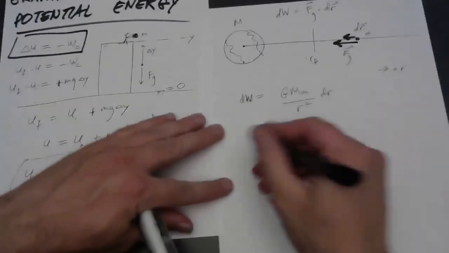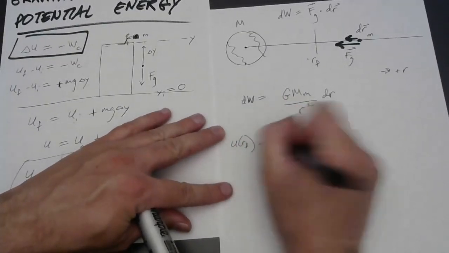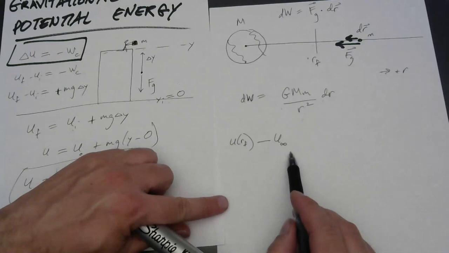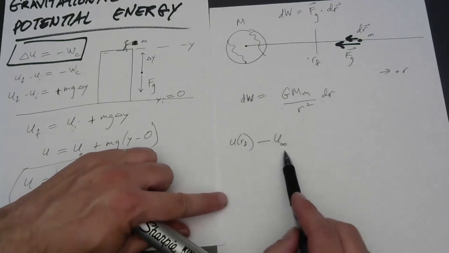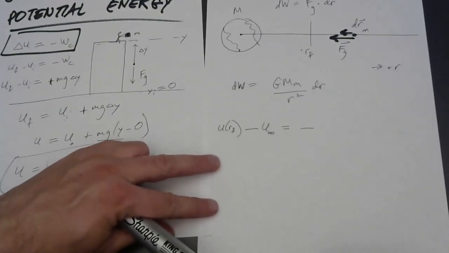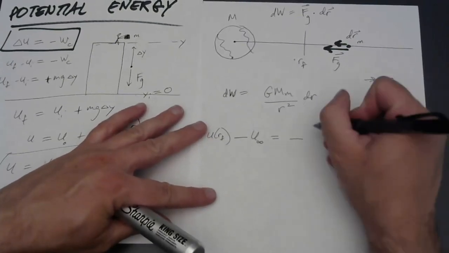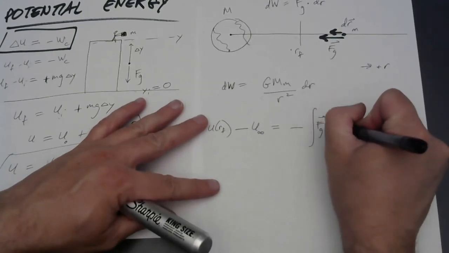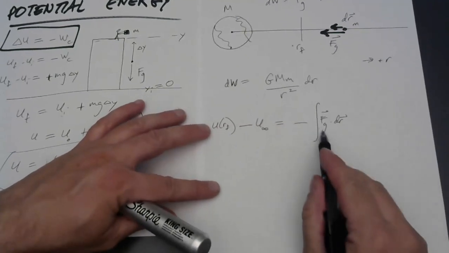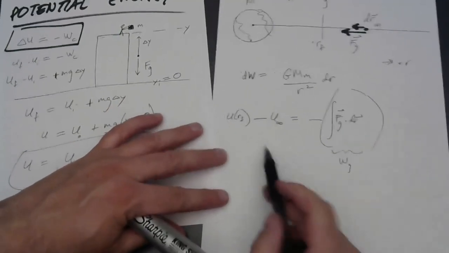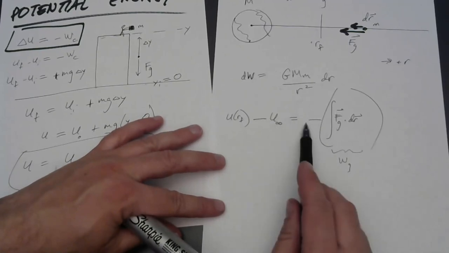So I'm going to use the same relation that I had right here. Delta U, well, that's the potential energy at r final minus the potential energy, and I'll just put a subscript infinity to indicate this is the potential energy at infinity. So the change in potential energy from this initial position to this final position would be the negative of the work done. Now, what is the work done? Well, we're going to have to use an integral. So that would be the integral of F dotted with dr, right? The integral of force dotted with displacement. So I'll put parentheses around that to indicate this is the work done by gravity. And I'm just saying that the change in potential energy is the negative of the work done.